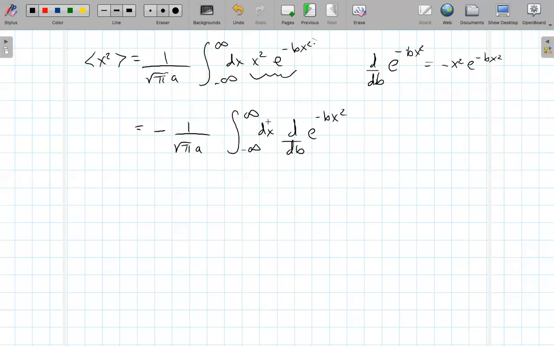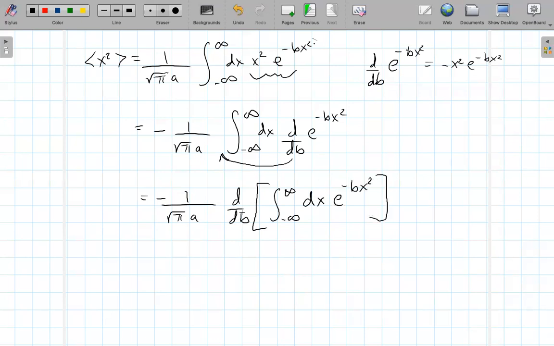Sorry. So notice the integral is over dx, but the derivative is over b, which means I can pull the derivative outside. Which means I can rewrite this as minus 1 over the square root of pi times a, the derivative with respect to b of the integral from minus infinity to infinity dx e to the minus bx squared. So basically what this says is that the value of this integral here is the same thing as the derivative with respect to b of the value of this integral.